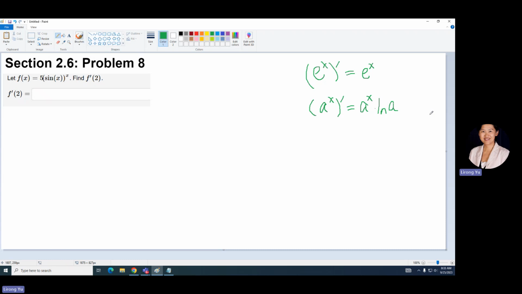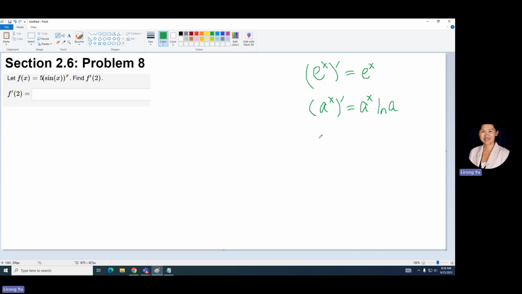The reason for this is you can write a to the x as e to the ln a to the x. So a to the x can be written as e to something. Because the exponential function's derivative is itself, e to the ln of a to the x has itself as derivative. So the derivative of a to the x also has a to the x, but because it's e to the x times ln of a, the derivative of the inside function gives ln of a. The reason this has this factor is because of the chain rule. You can also take this as a formula.